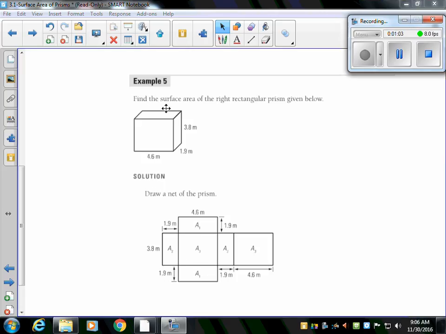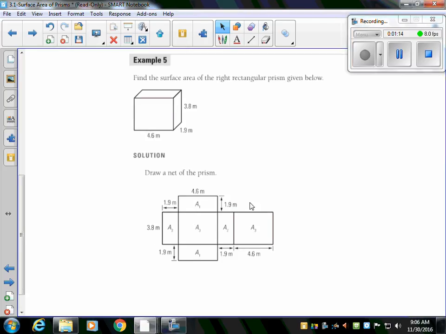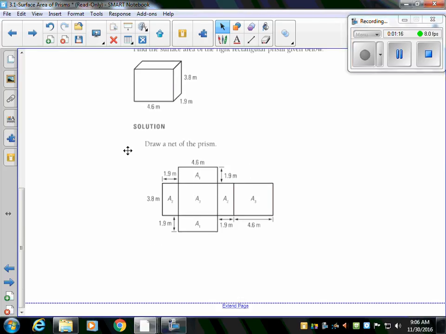So basically we popped off the top, popped off the bottom, and then area 3 in here is 4.6 by 3.8. So we draw out the prism as a net. Then to calculate the total area, we find the area of area 1, so length times width, 4.6 by 1.9.